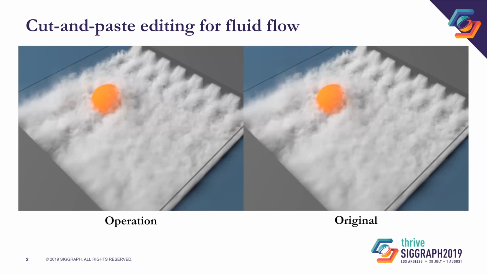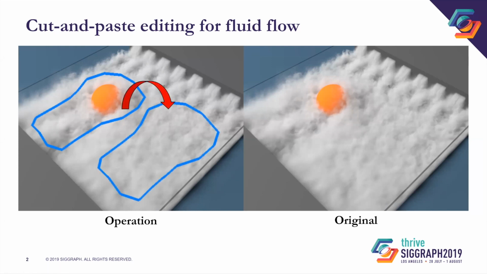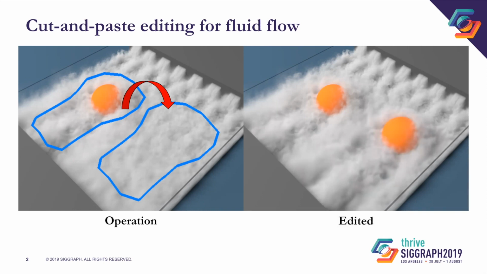what we wanted to do with this research is a cut and paste operation for fluid flow. Let's see an example shown here. This one is generated by numerical simulation. There is a sphere, and smoke interacts with this sphere. What we want to do, for example, is duplicate this sphere region into this region by selecting this region and copying it into this one. Our method can achieve this result. And here is the animation.